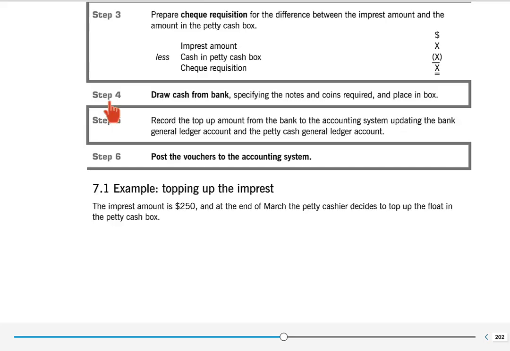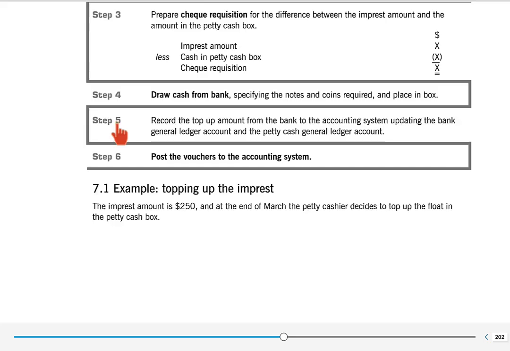Step 4. Prepare the request to withdraw cash from the bank. We cannot just take money from the bank without approval. So the business prepares an official request. This is usually done using a check requisition form. This form shows why we need the cash. It also creates a clear authorization trail.